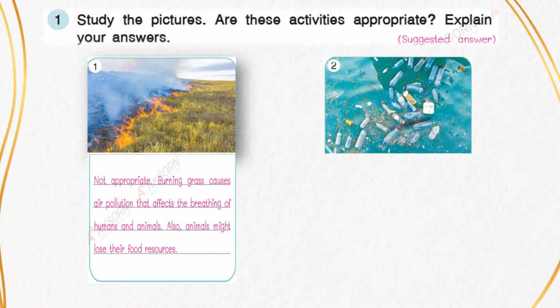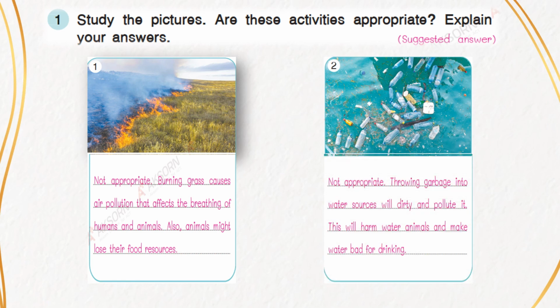Next, number 2. Okay, what happened to water? If the water is dirty, what happened? Not appropriate. Throwing garbage into water sources will dirty and pollute it. This will harm water animals and make water bad for drinking. If the water is not clean, do not drink.